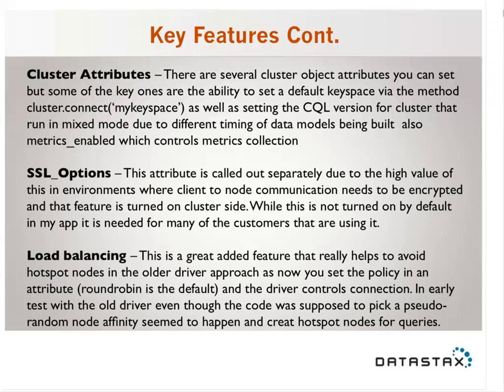The SSL option. A lot of the environments that I work in, it's not turned on by default in my app. Customers really want to use this option for in-transit encryption between the client and the node communications. As long as it's turned on the cluster side, you just turn this option on in your Python code and you're getting SSL encryption between the cluster node and the client node. Very, very important in certain compliance environments and certain network boundaries, especially for public and private mixed information.